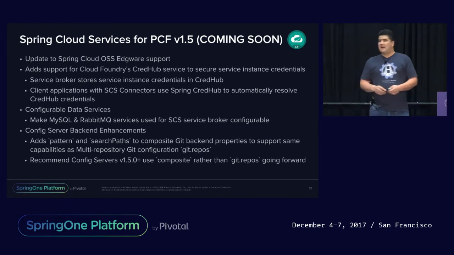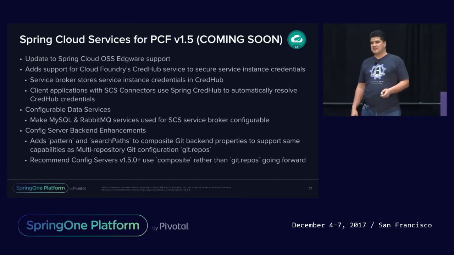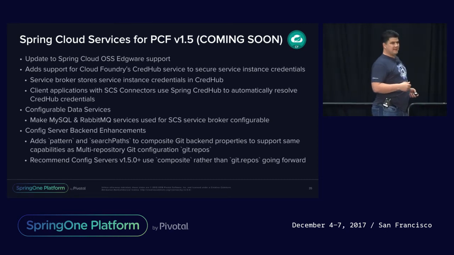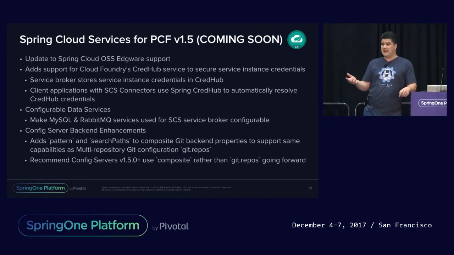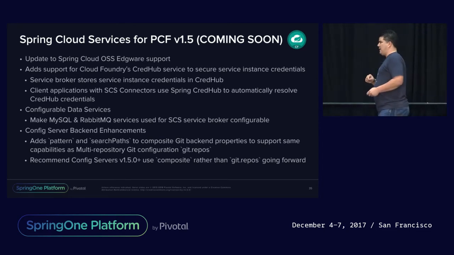And then we also allow for some config server backend enhancements. So now you can use the composite backends and not have to use what we used to use, which was git.repos. That allows someone to use Vault and Git now together and still have the ability to filter out properties for a specific application using search paths and patterns.